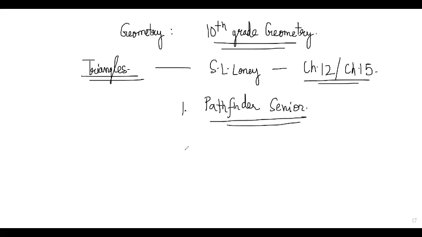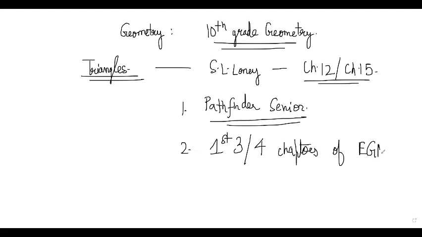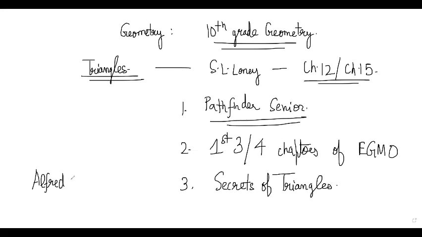You can also look at the first 3 or 4 chapters of EGMO. There is also a very nice book, Secrets of Triangles by Alfred S. Posamentier. It is a good book to read. All these books are, by the way, available on Library Genesis, so you can find them.